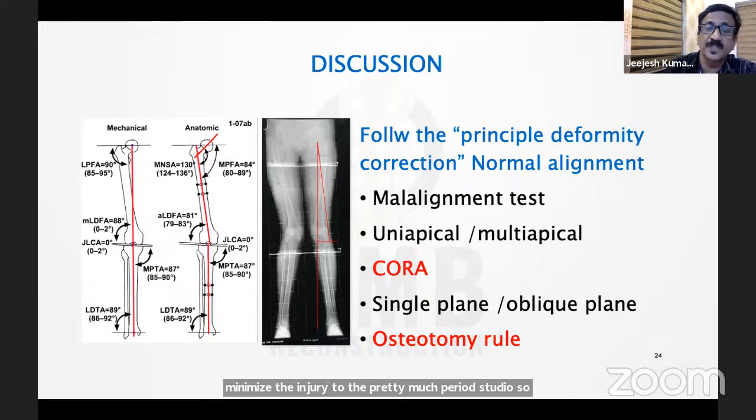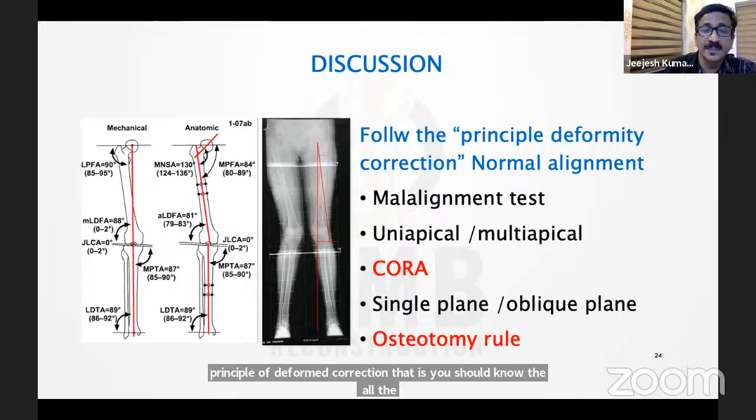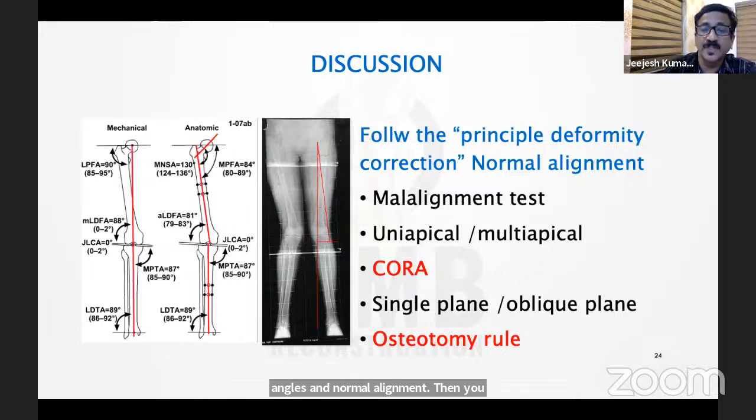That is, you should know all the angles and normal alignment. Then you have to do the malalignment test. And you have to find out whether it's a uniapical or multiapical deformity. You have to find out the CORA and whether it's a single plane deformity. And if it is a multiple plane deformity, you have to find out whether it is an oblique plane deformity. Then you have to follow the osteotomy rules. These are the things you have to follow in any deformity.